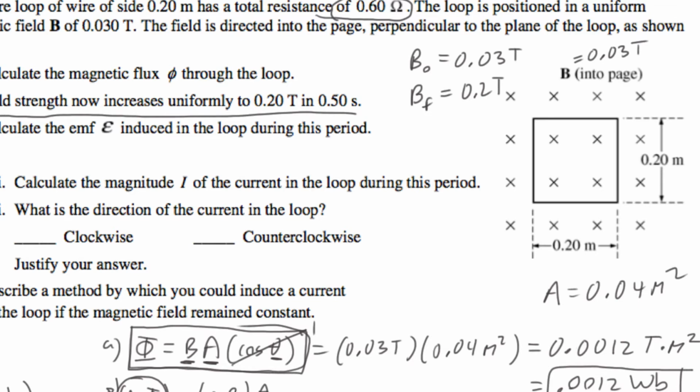All right, what's the delta B here? Well, let's see. 0.03 to 0.2, what's the change? 0.17. The area is constant at 0.04, and then the time is given right here, 0.5 seconds. All right, so this gives us an induced voltage of 0.0136. That's the induced voltage. Now, part C. So we're right here. Calculate the magnitude of the current in the loop. So to figure out the current in the loop, we're going to just use Ohm's law.